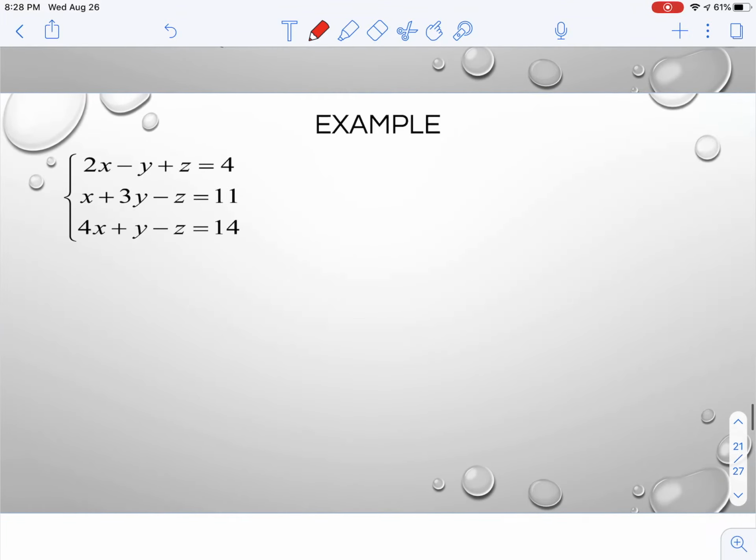So here I've got an equation. I have 2x minus y plus z equals 4. I have x plus 3y minus z equals 11. And I have 4x plus y minus z equals 14. So let me go ahead and get myself just a little bit of room here.